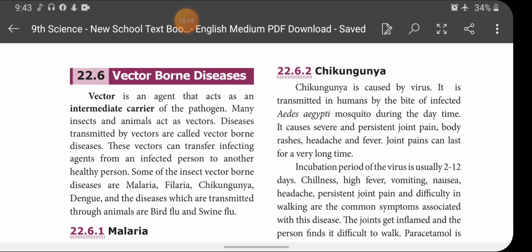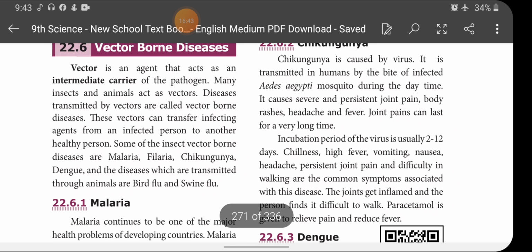What is meant by intermediate carrier? It is nothing but that the disease can be transmitted from an infected person to a healthy person by some vectors such as house flies or mosquitoes. Okay. So that is called what? Vector-borne diseases. A vector is an agent that acts as an intermediate carrier of the pathogen.